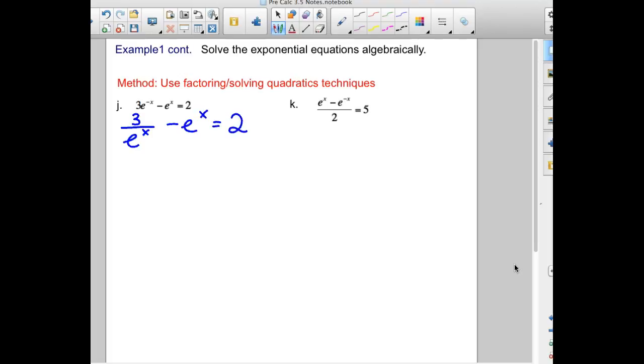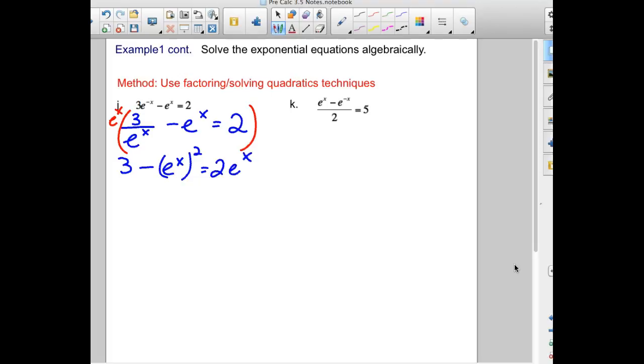All right, and then since I don't want to have my variable in the denominator, I'm going to multiply everything by e to the x. So on the first term here, we end up with just a plain 3. On the second term, we have a negative e to the x times e to the x. That means we're taking e to the x and we're squaring it. And on the right-hand side, we're going to have 2 times e to the x.